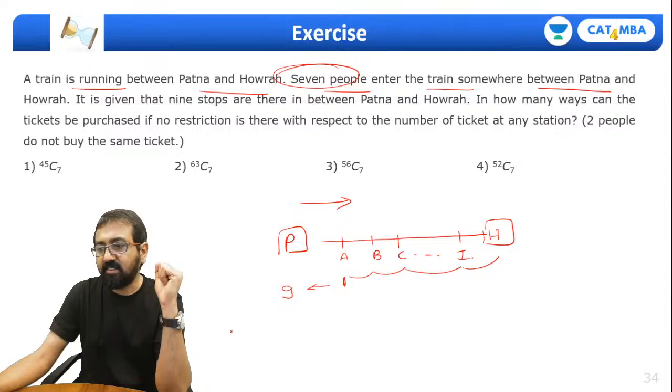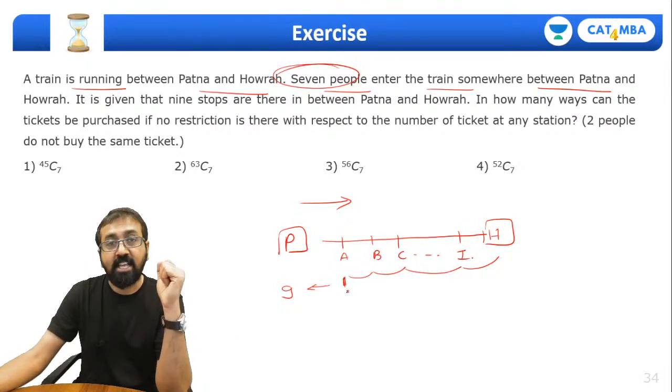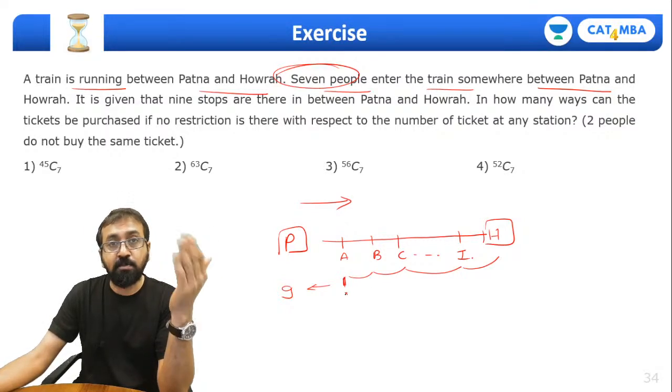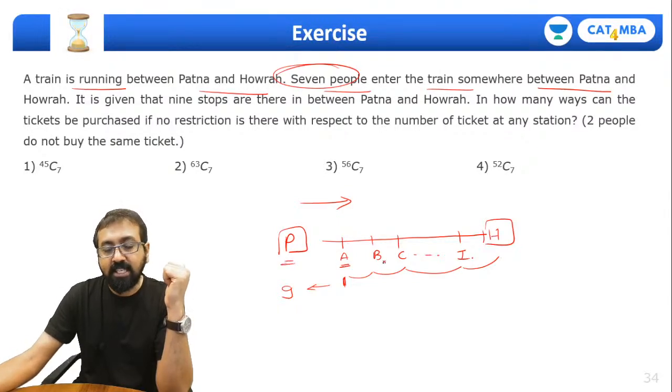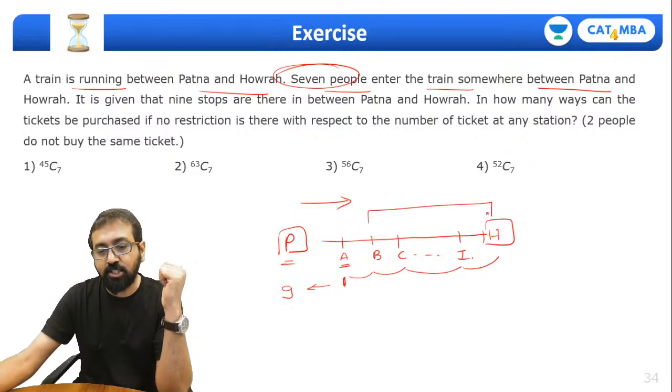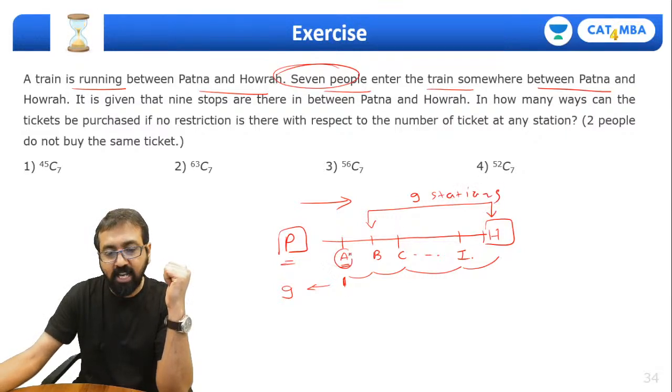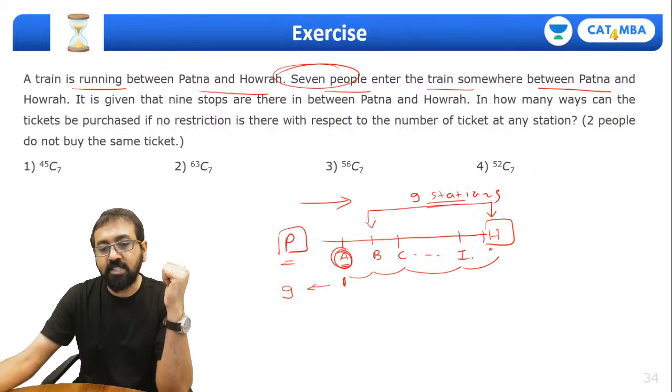9 tickets, yes or no? Are you getting this point? There can be 9 different tickets that this person can purchase. Why? Because excluding this A and P, he can purchase a ticket from A to any of these 9 stations, including Howrah. These are 9 stations. So this person who boarded at A can purchase any of these 9 tickets.